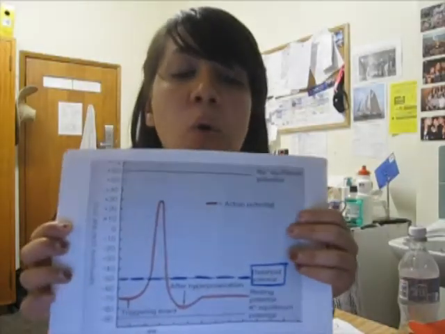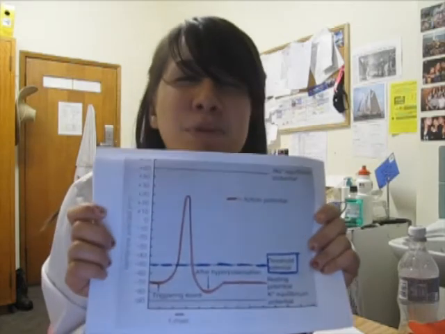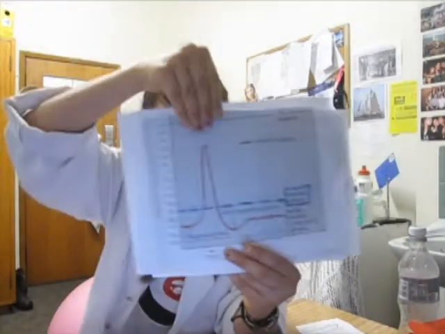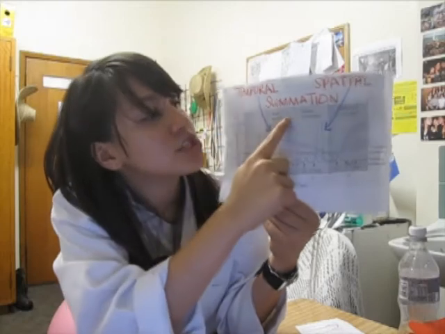Action potentials only occur when the membrane is stimulated enough so that the ion channels open fully. The minimum stimulus needed to achieve this action potential is called the threshold. So, how can we reach threshold? There are two main ways: temporal summation and spatial summation.